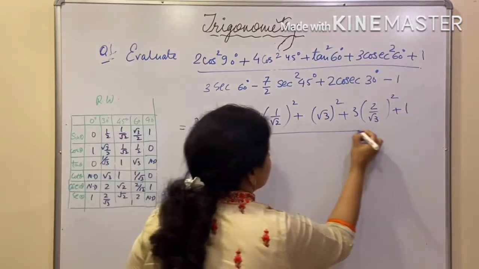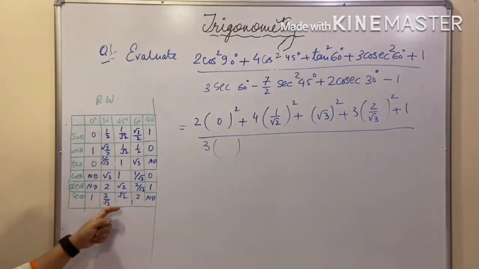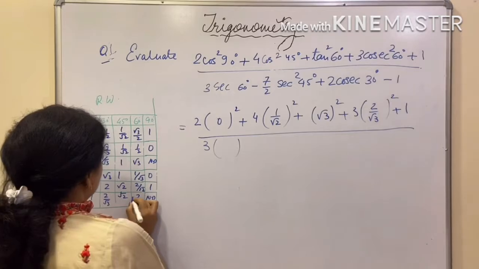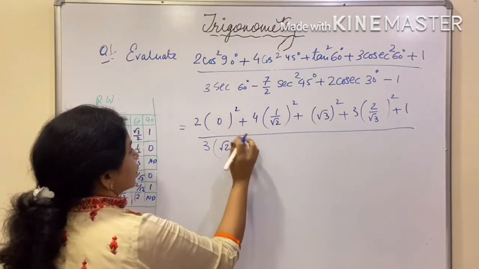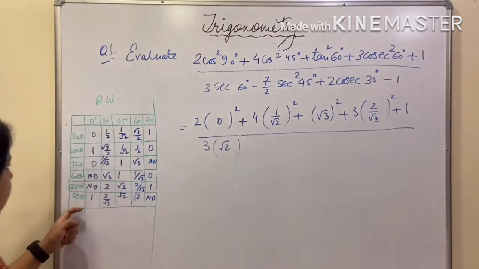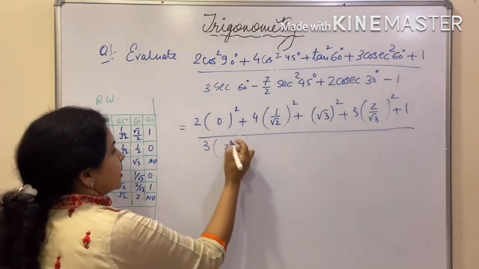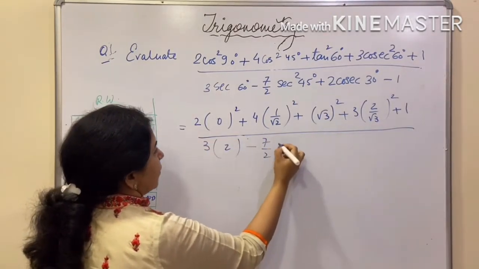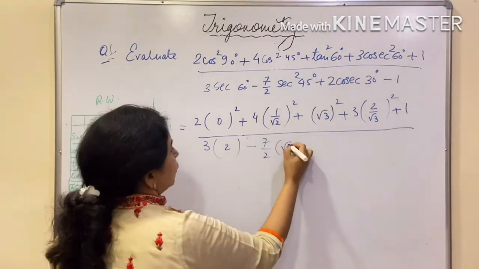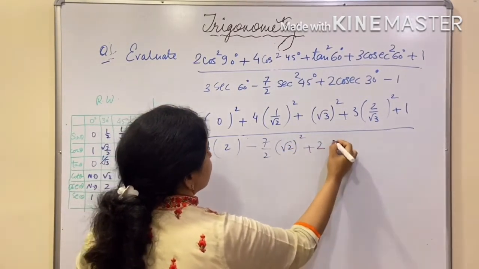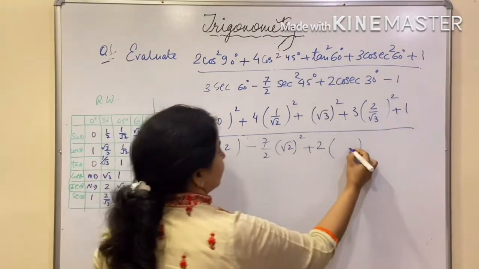And now the values for the denominator. 3 sec 60 degree. Sec 60 degree is 2. Minus 7 by 2 sec square 45 degree, which is root 2 the whole square, plus 2 cosec 30 degree. Cosec 30 degree is 2, minus 1.